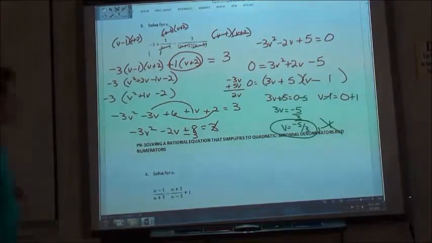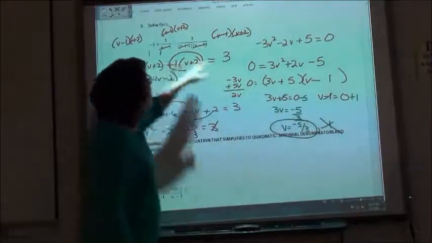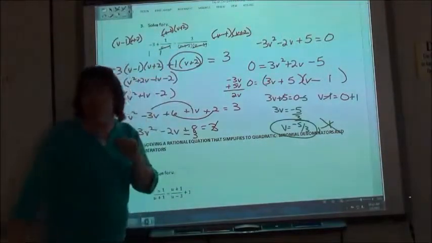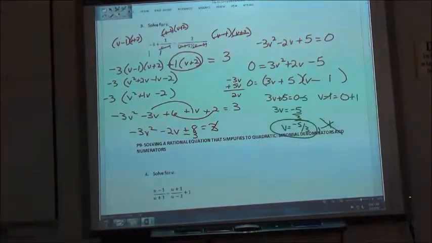So you always have to go back and check if this is a whole number. If it goes in and I get a 0 on either of my fractions, I got to cross it off my list. I can't have 0 in the bottom of my fraction.